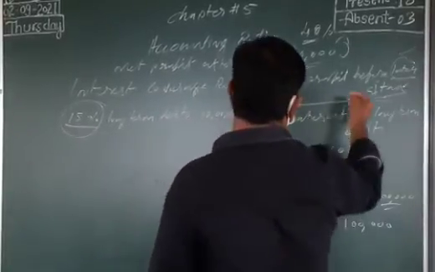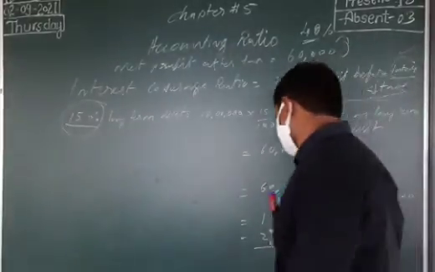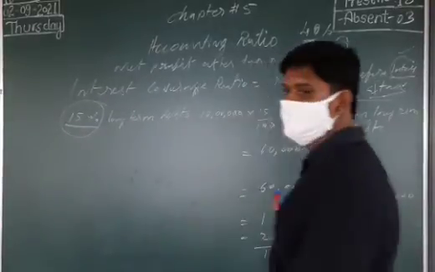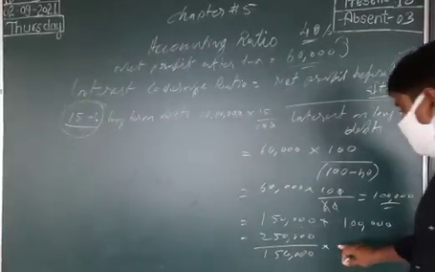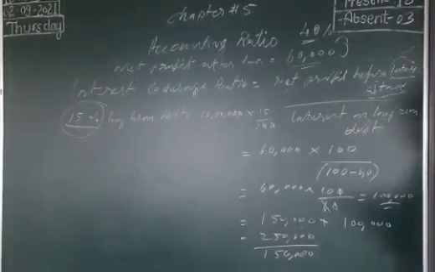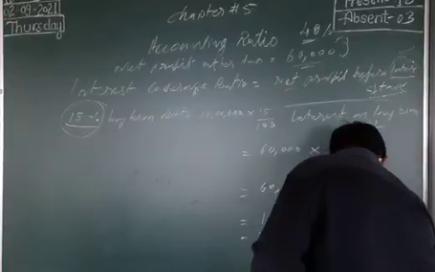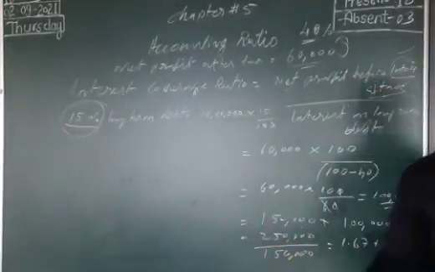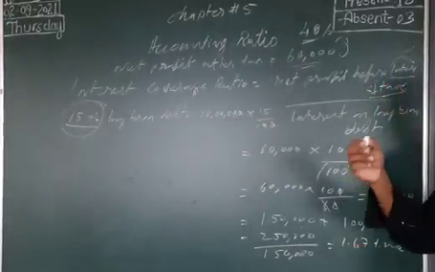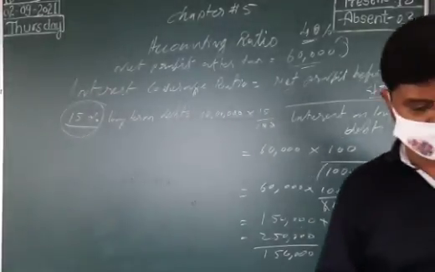2 lakh 50,000 upon what amount? Interest on long term debt. How much is the interest? 1 lakh 50,000. This we show in times, not in ratios, as a number of times. How many times is it? 1.67 times we can pay that interest. That means compared with the profit, we can pay the interest 1.67 times. Thank you.